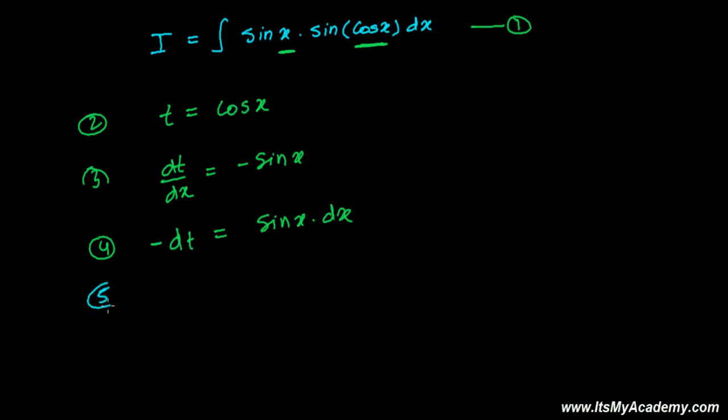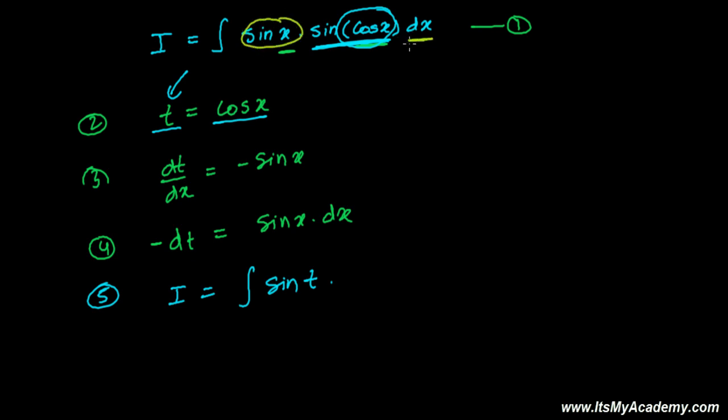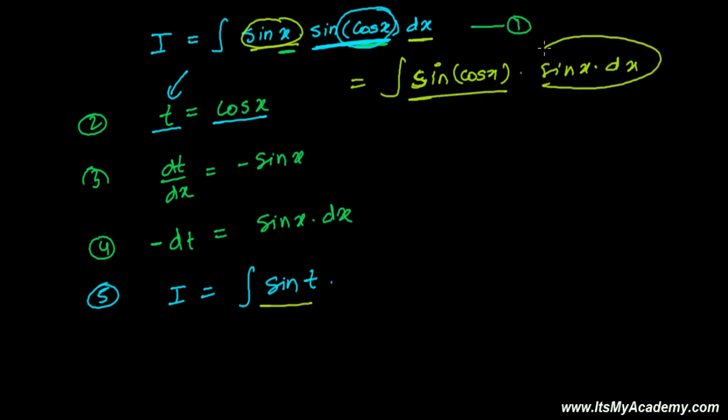Now my fifth step is replacing all the variables, replacing the whole integrand in terms of t. So I equals, first I'm writing this sine of cosine of x, and in the place of cosine of x, I'm going to use t. It's sin t, and see, it is now sin x times dx. If you rearrange it properly, it is like sine of cosine of x times again this sin x dx. So I already wrote this one. And now in the place of sin x dx, I'm using minus dt. So dt is here and minus is here.